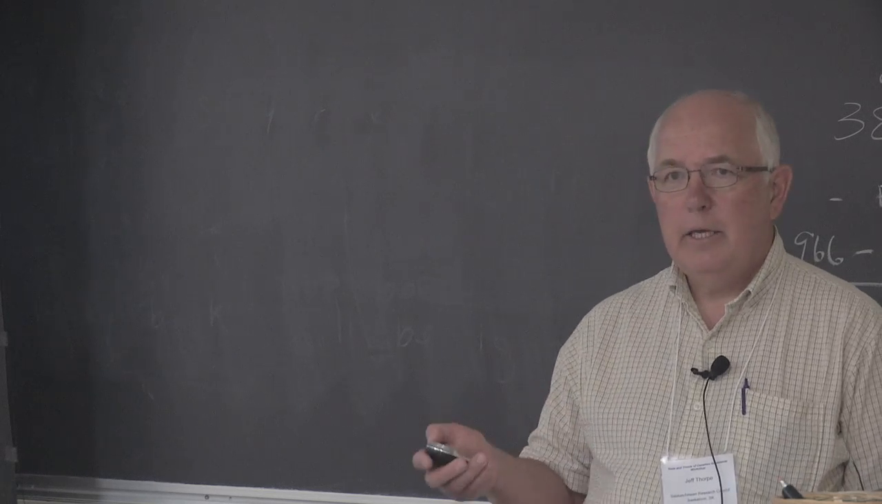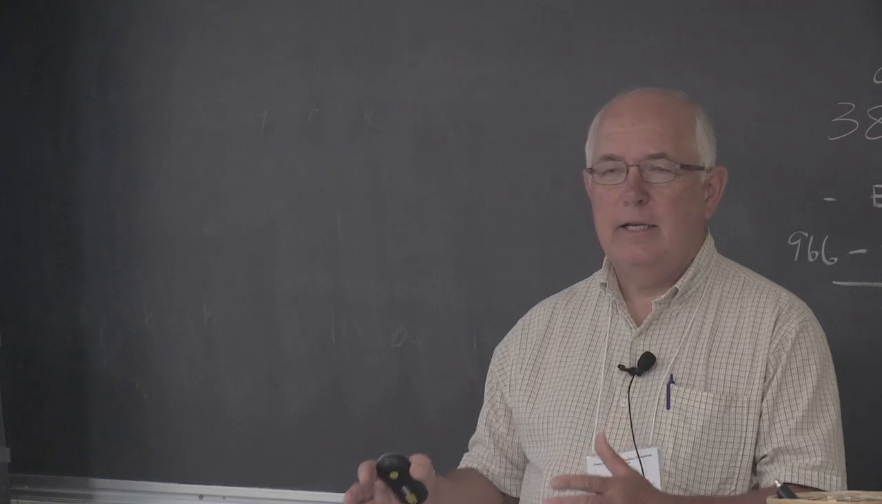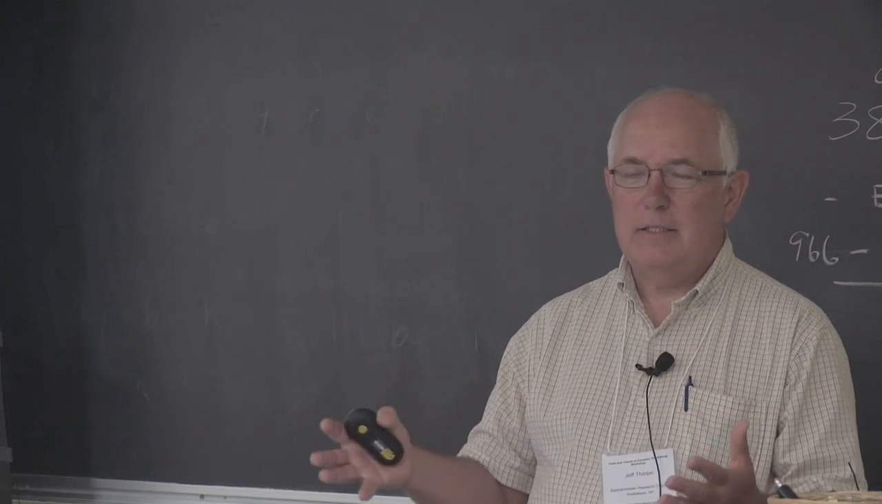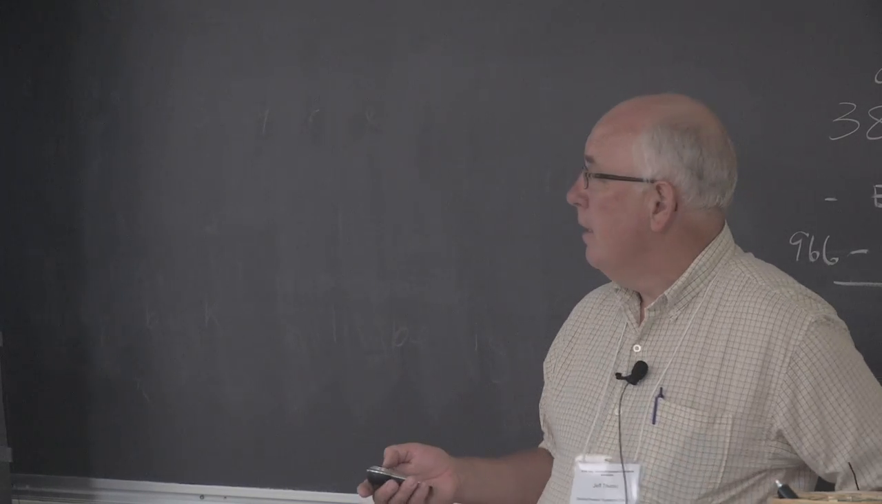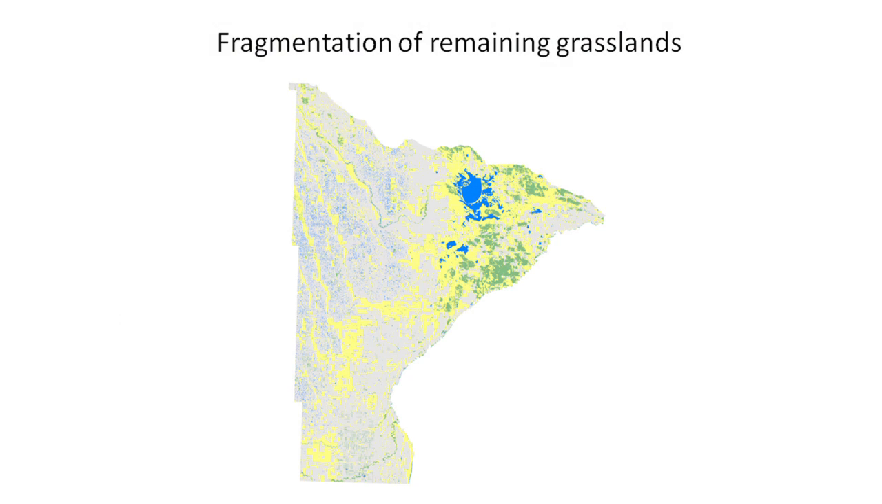Now, another big issue is that we don't have those patches of grassland all in one block, right? It's in a lot of little blocks, and fragmentation is the term used among conservation biologists to describe this situation. Here's a chunk of southwestern Manitoba, and the yellow is native prairie, and what it's showing, of course, is that the native prairie out there is fragmented into a lot of little patches, most of it.